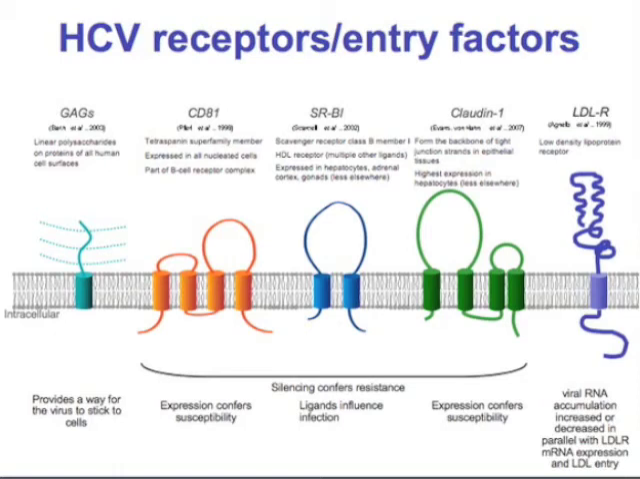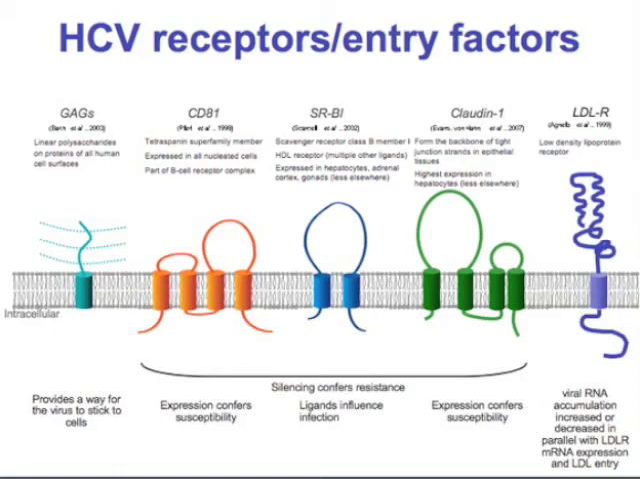So these are sort of random linear sugars that are stuck on the surface of proteins that stick out from the cell. And it's thought that these glycosaminoglycans provide a way for the virus basically to interact and stick to the cells. Then once the virus is on a cell, it can interact with several cell surface proteins, including this molecule, CD81, which was described as an HCV binder in 1998. And it's a tetraspanin superfamily member.